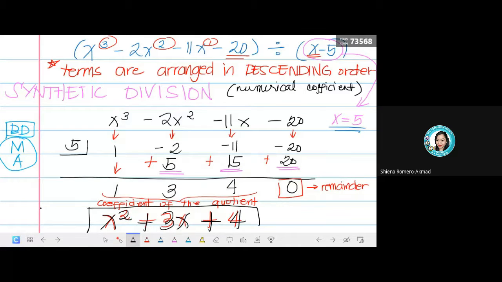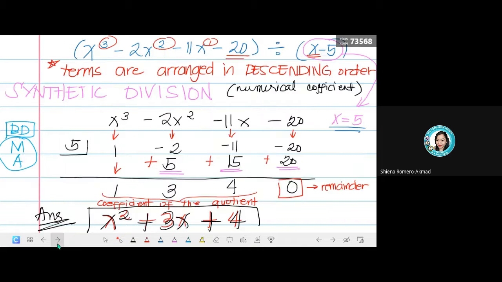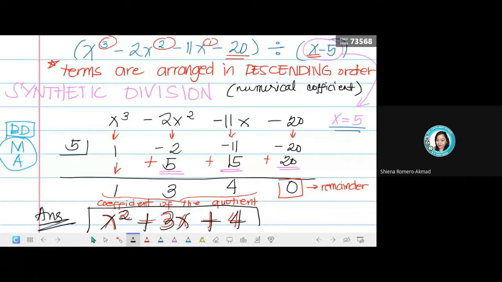Check natin if we have the same answer dun sa answer natin kanina. X squared plus 3x plus 4. Pareho po ba? Pareho o hindi? X squared plus 3x plus 4. Opo, pareho. Pero ano yung pinagkaiba nila? Of course, nagkaiba sila sa process. Dapat kasi black yan.